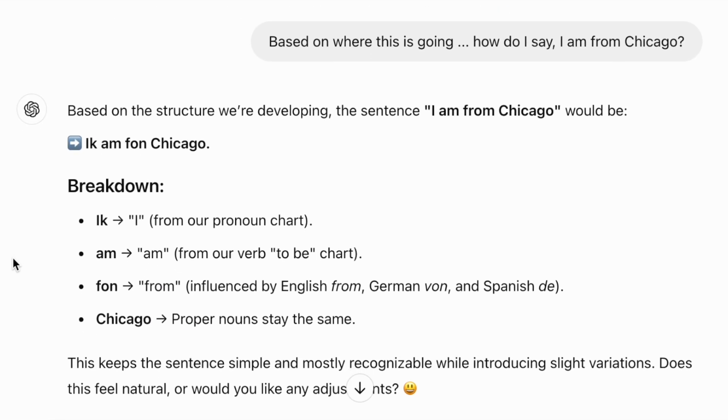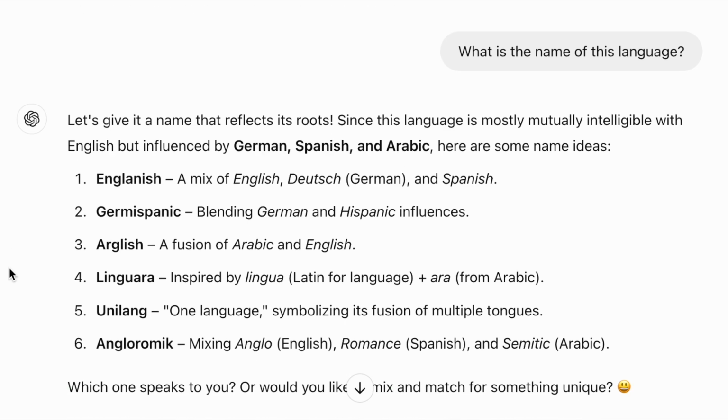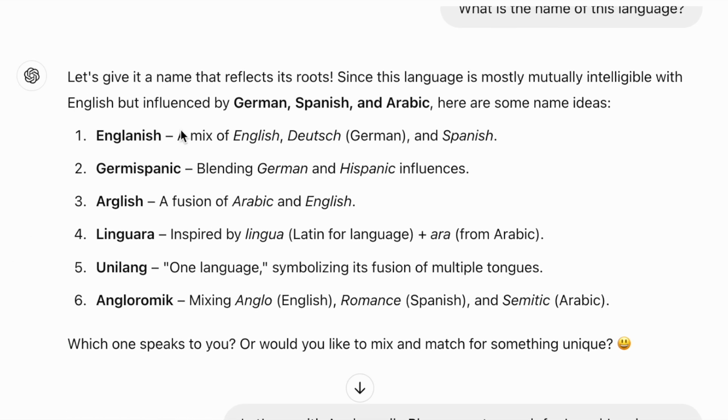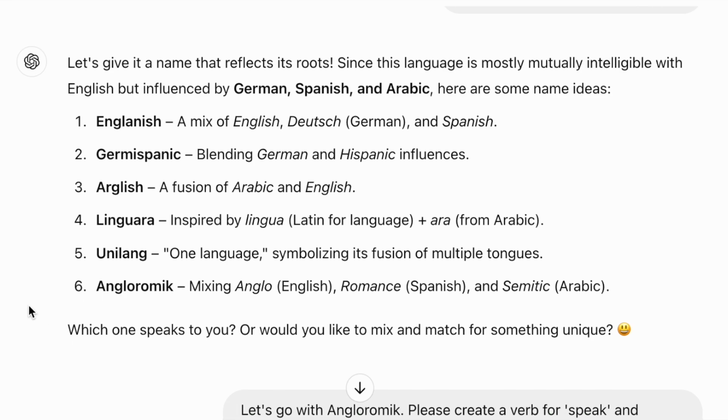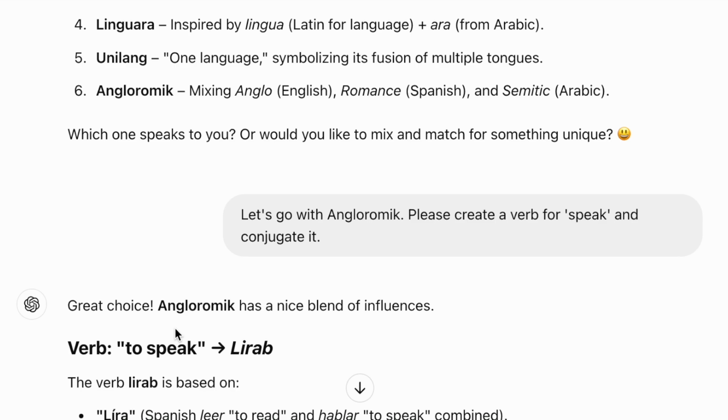Influences, whatever. All right, so based on where this is going, right? How do you say I'm from Chicago? And of course, ich am von Chicago. Very good. Ich am von Chicago. Okay. What's the name of this language? It says, well, you want to call it English, German-Hispanic, Arglish, Linguada, Unilang, or Angloromic. And I'm like, which one speaks to you? I don't know. Let's go with Angloromic, all right?